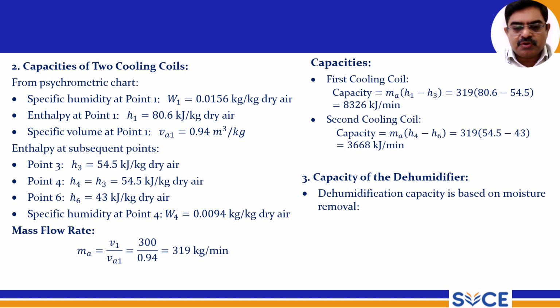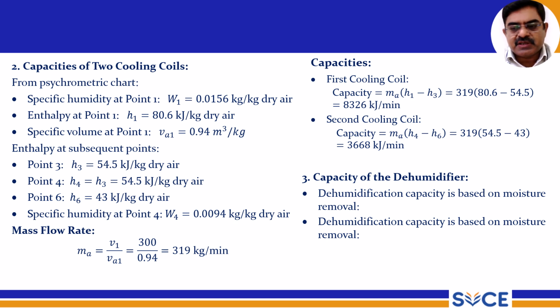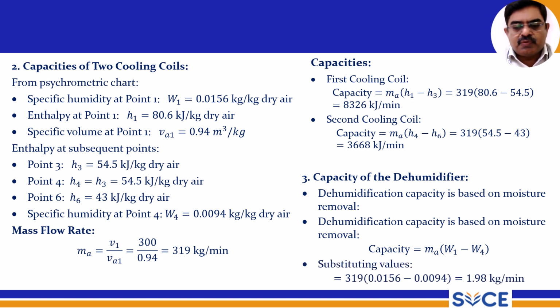Now the capacity of the dehumidifier we have to find. Dehumidification capacity is based on moisture removal only. So remember this, dehumidification capacity is based on moisture removal. So capacity equal to MA into W1 minus W4. Substituting the values, we get 1.98 kg per minute.